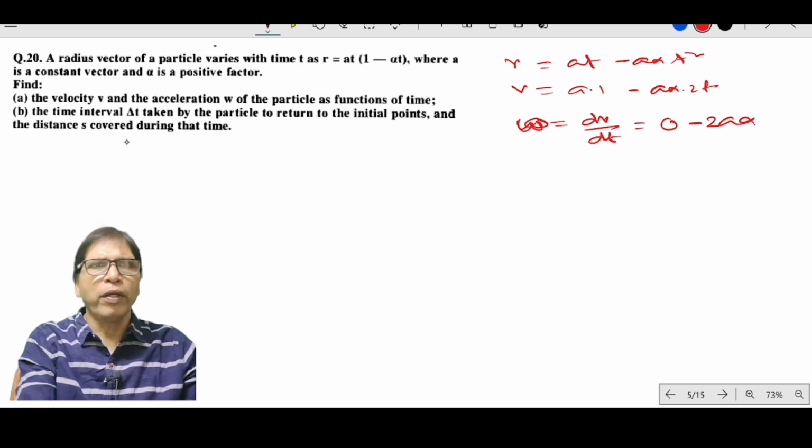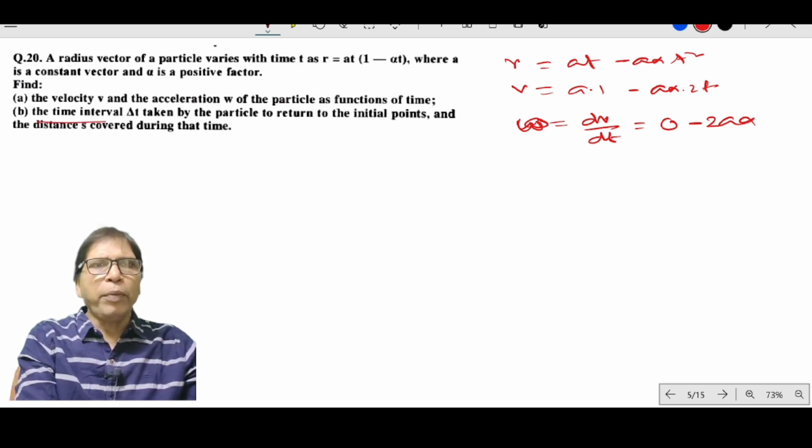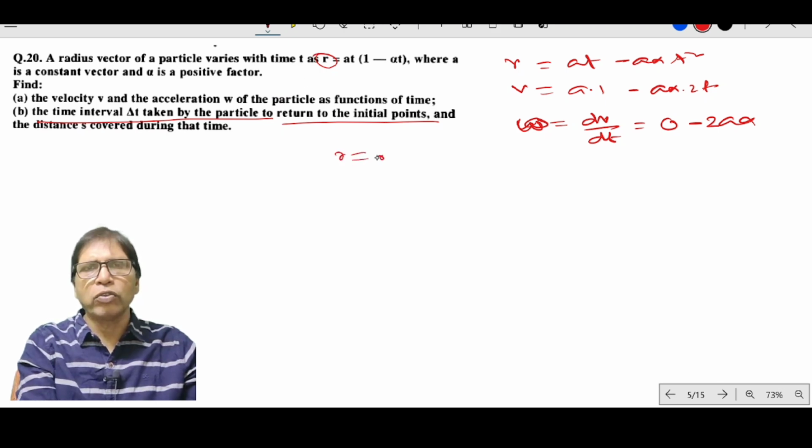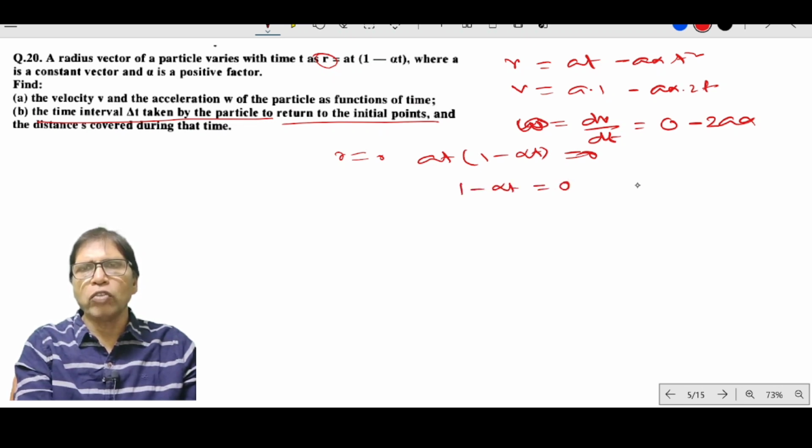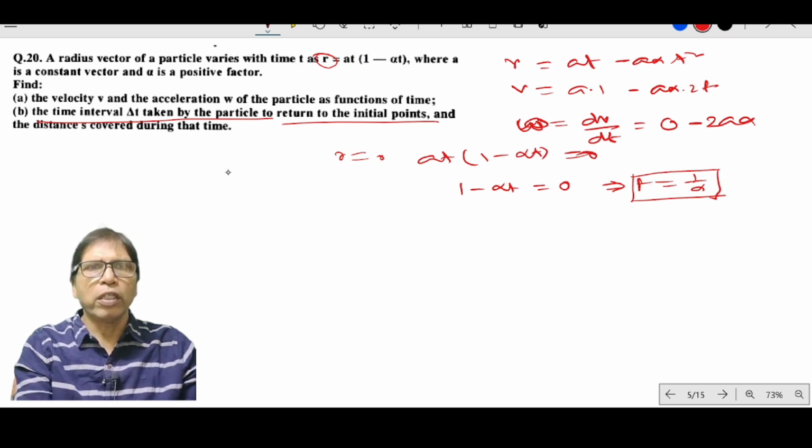Okay, no problem. Now the time interval delta t taken by the particle to return to the initial point. When the particle returns to the initial point, here r equals 0. So this is at minus 1 minus alpha t equals 0. Therefore, 1 minus alpha t equals 0. Therefore, t equals 1 by alpha is the time taken by the particle to reach the initial position.